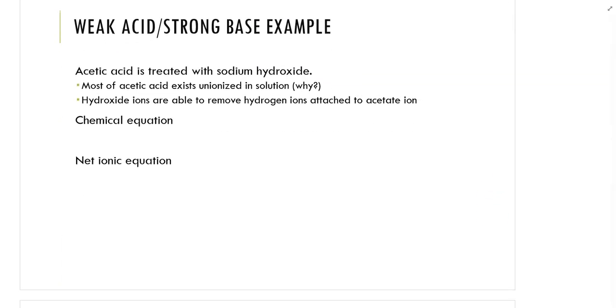Now a weak acid, strong base. In this case, acetic acid is treated with sodium hydroxide. Acetic acid is the formula HC2H3O2, and it's considered a weak acid because it's not one of the strong acids. The sodium hydroxide, of course, is the classic base there. It's going to be a strong base.